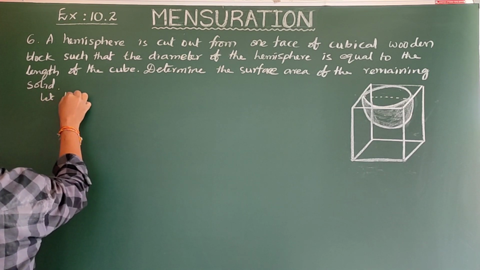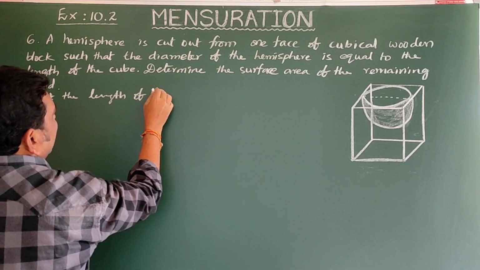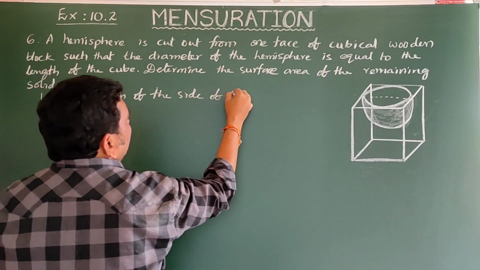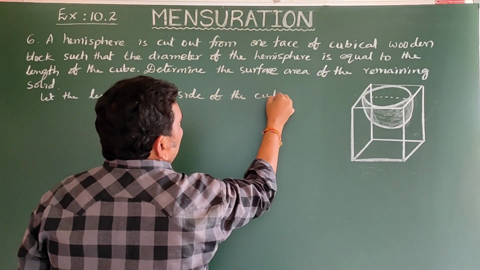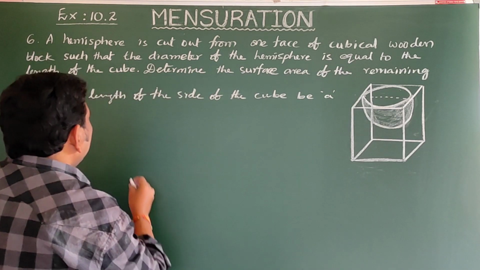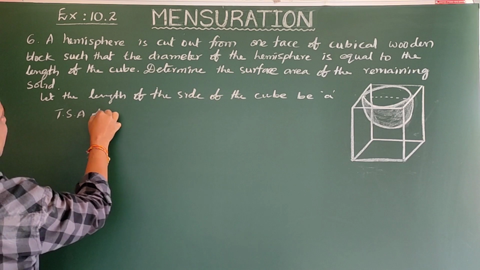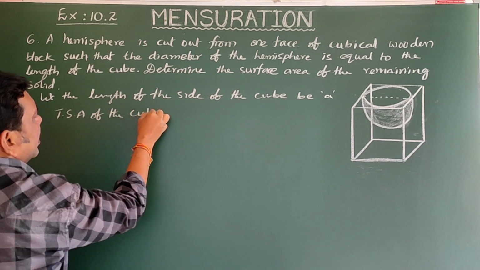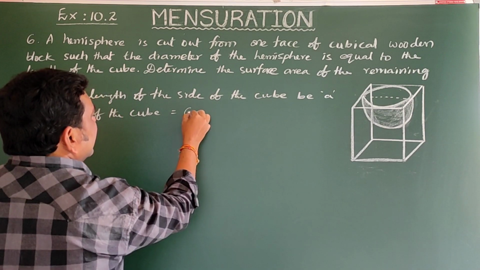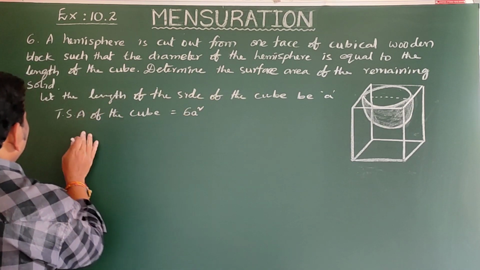Let the length of the side of the cube be A units, right? Then its total surface area, TSA of the cube, is equal to, what is the formula? Yes, 6A square. Okay. Next, hemispheres.